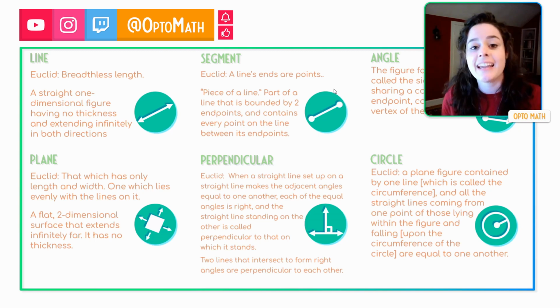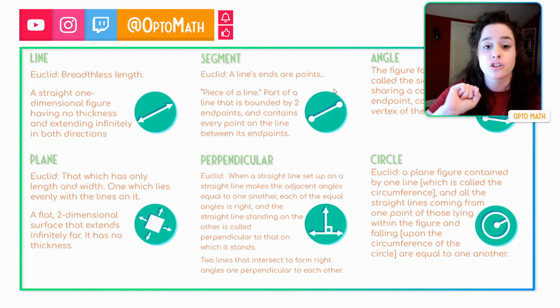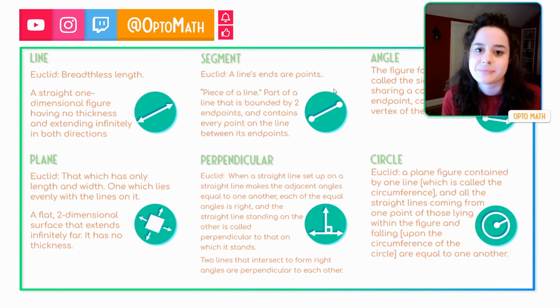And what's cool is that any radius, since it can go from the center to any point on the circle, is equal to any other radius. So all radii of the same circle are equivalent.